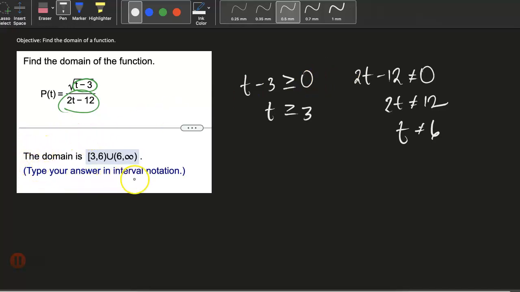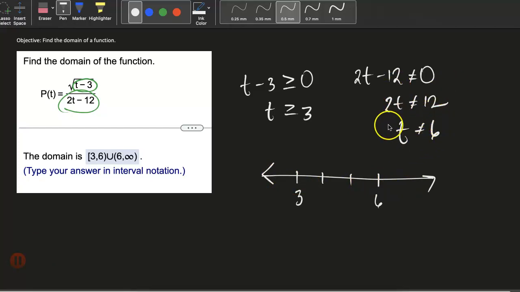However, we're asked to write our answer in interval notation. So if you're still a little unfamiliar with interval notation, what I would first suggest is to graph where the domain does exist on a number line. So I've set up this small number line here.